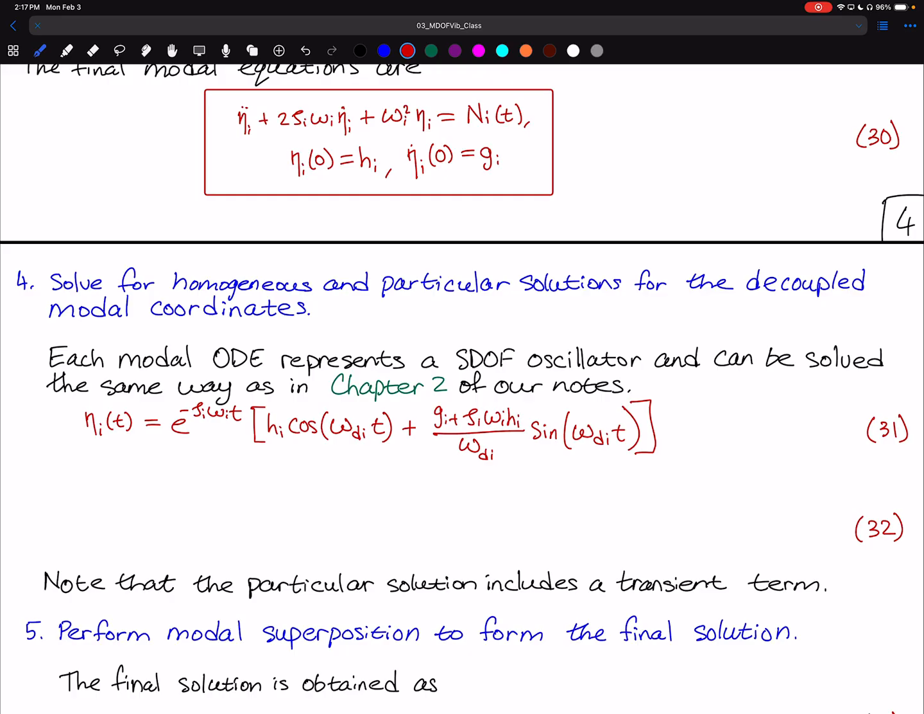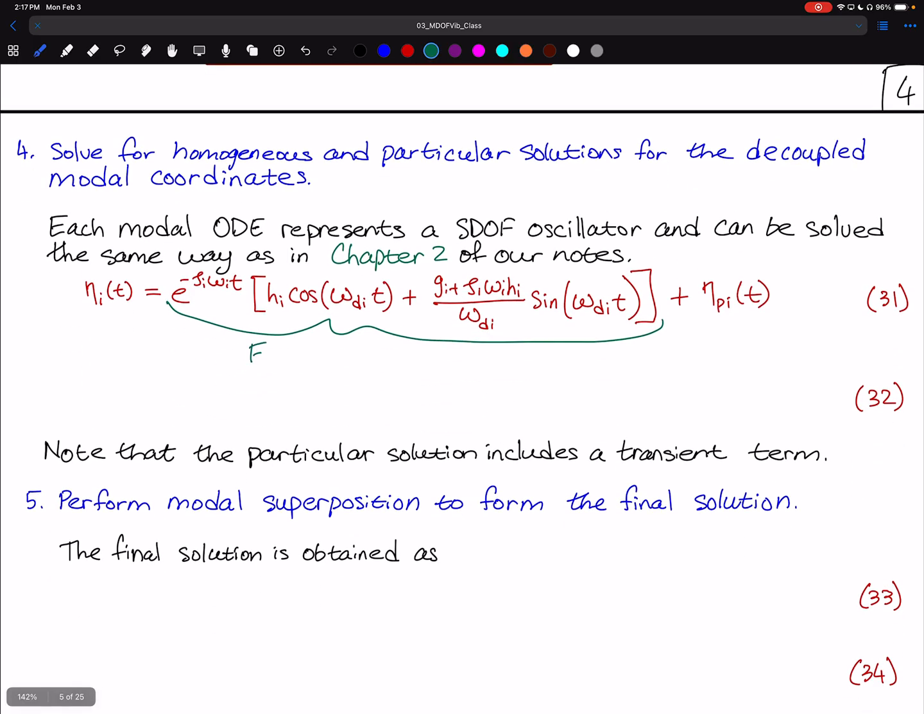The difference now is that we have a lot of subscript i's, meaning that we've got to do this for every mode. And then there will be some particular solution. We'll just write that as eta sub p I. So that's the particular solution for the ith mode of vibration, and that's a function of time. Here we have what we'll call our free response. Over here is the particular solution, or the forced response.